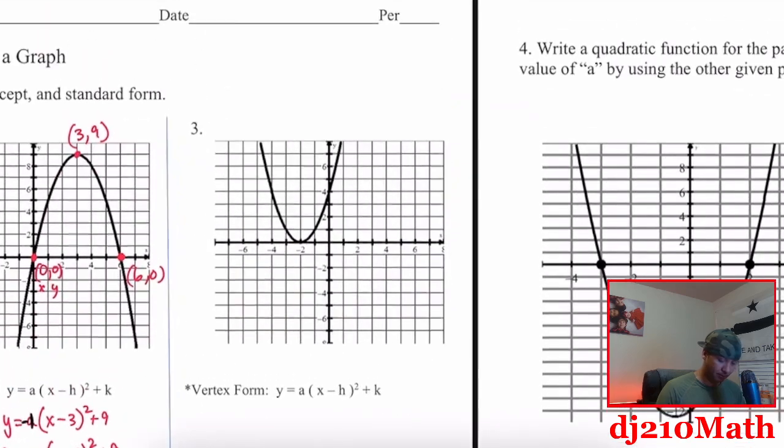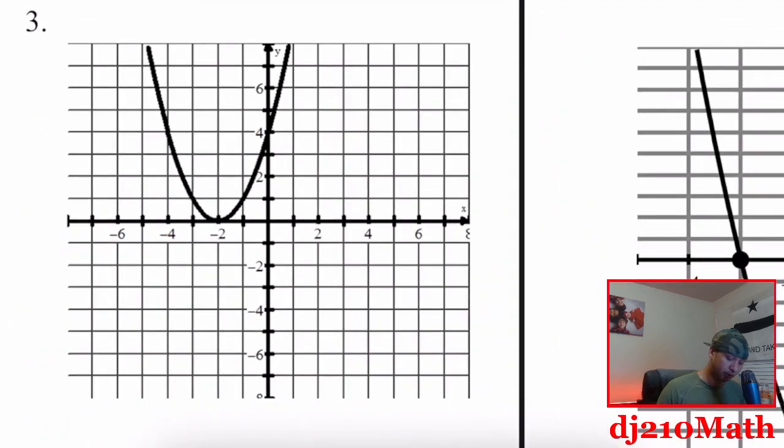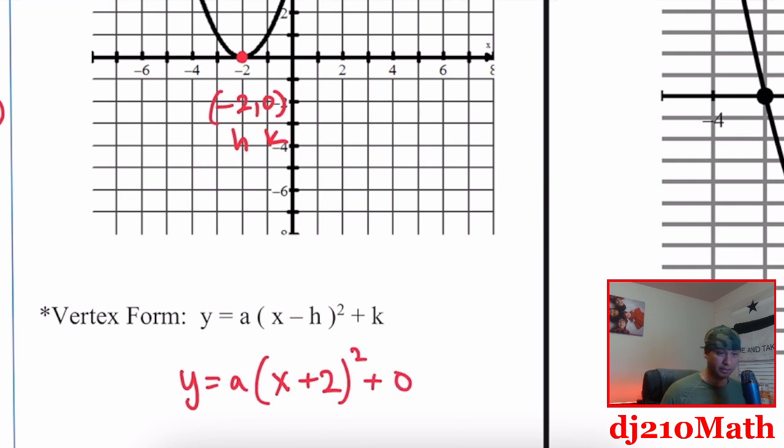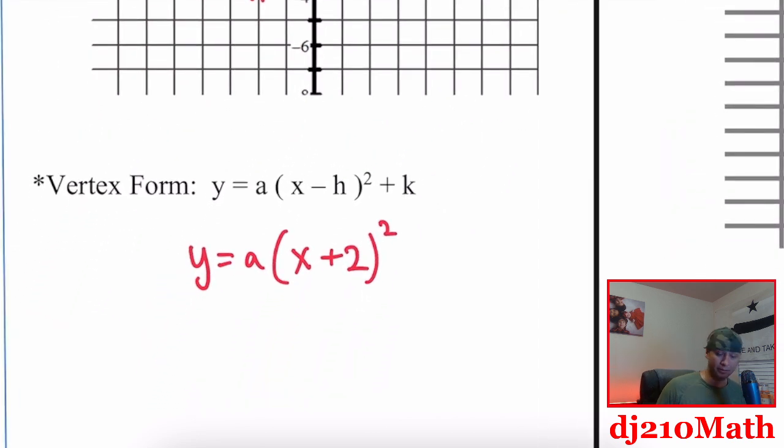Okay. Next. Oh, this is an interesting one. Because look where the vertex is. It's on the x-axis. That's nice. So this is (-2, 0). So the vertex is (-2, 0). This is our h and this is our k. So y is equal to a(x + 2) squared plus 0. Again, plus 0 is kind of irrelevant. We don't need to write that. Anytime we have 0, we definitely don't need to write it.